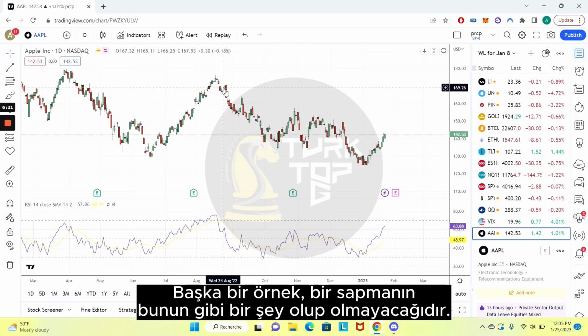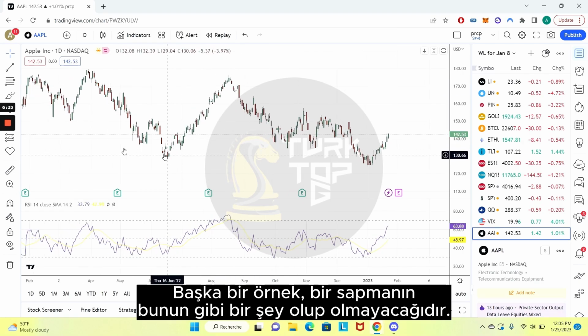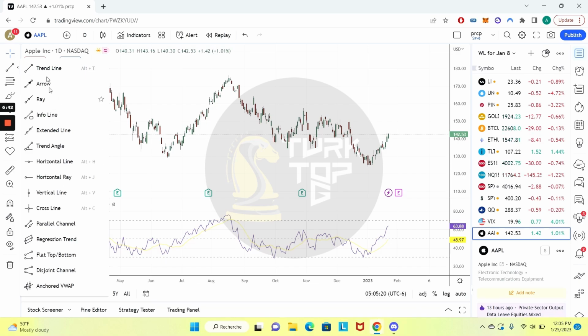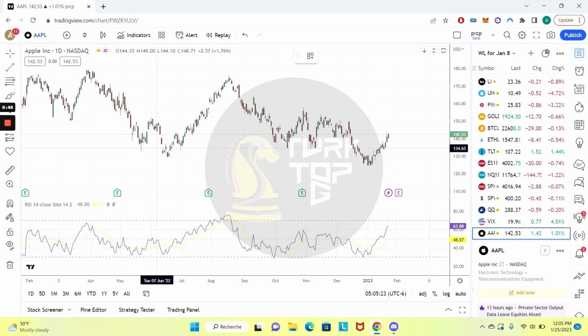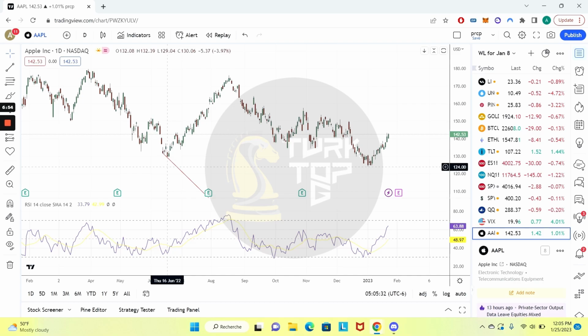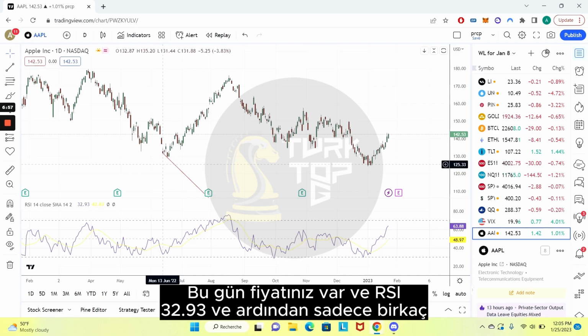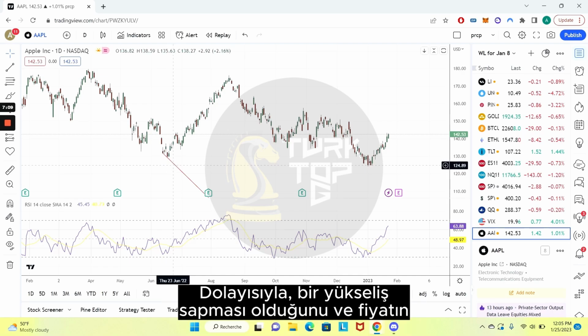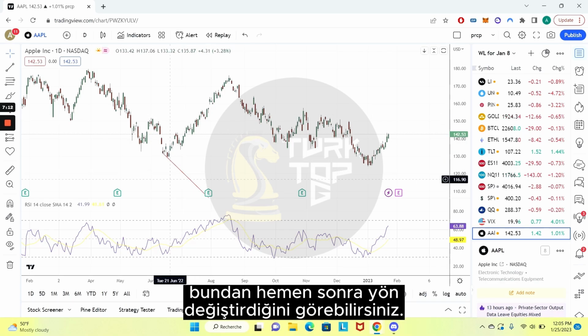Another example of a divergence would be something like this. Let me see if I can find a way to make just a line. Trend line it is. All right. This is not that big of a divergence, but you can still see it's there. You have the price on this day, and the RSI is 32.93, and then you go just a few days later, price made new lows, but RSI is 33.79. So you can see that there's a bullish divergence, and price changed direction right after that.